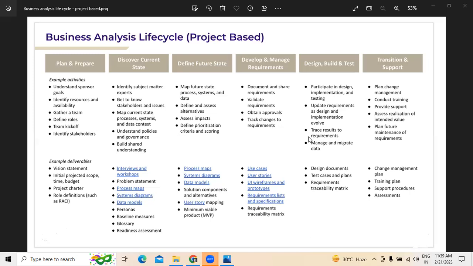Followed by future state, we need to develop and manage requirements, wherein we need to share the requirements and validate the requirements. At the same time, we need to obtain approvals from the related stakeholders also. Along with this, we need to track the changes, because whenever we have taken the requirements, there are possibilities that we need to change the requirements in between. So tracking the changes in requirements should also be done.